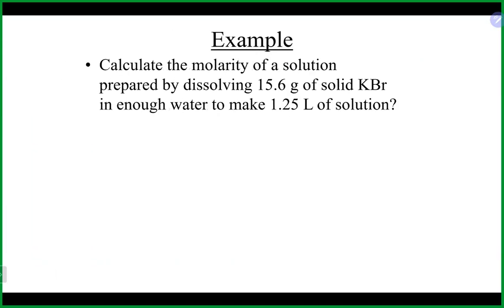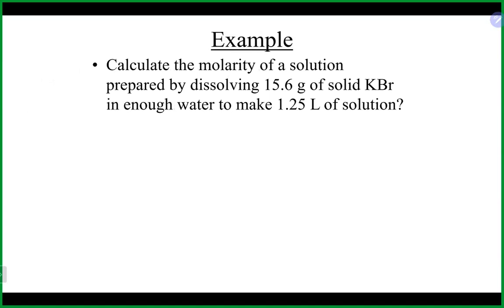All right, so why don't we try one here? Calculate the molarity of a solution prepared by dissolving 15.6 grams of potassium bromide in enough water to make 1.25 liters. Potassium is 39.10. Bromine is 79.90.